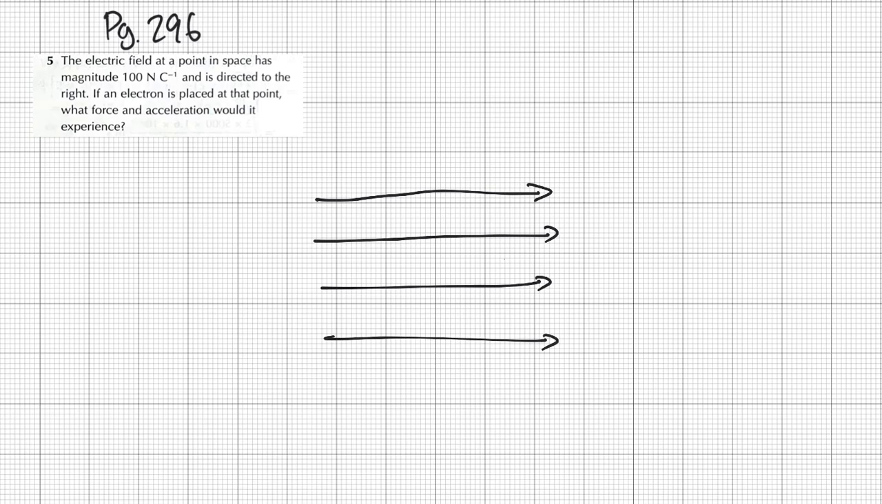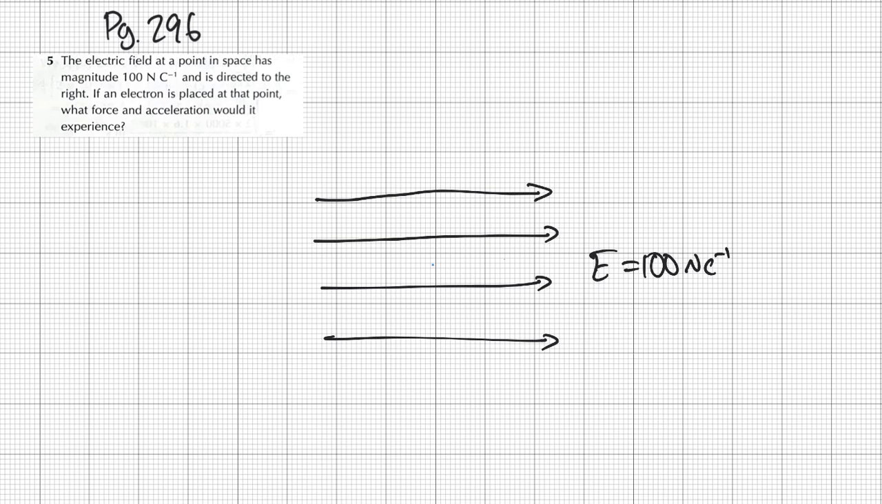All right, so question number 5 on page 296 says, the electric field at a point in space has a magnitude of 100 newtons per coulomb and is directed to the right. If an electron is placed at that point, what force and acceleration would it experience? So what we would have is an electric field pointed to the right, E, and that's going to be 100 newtons per coulomb.